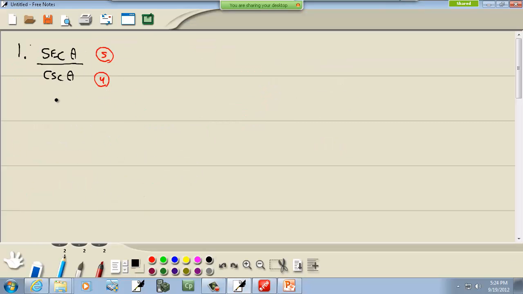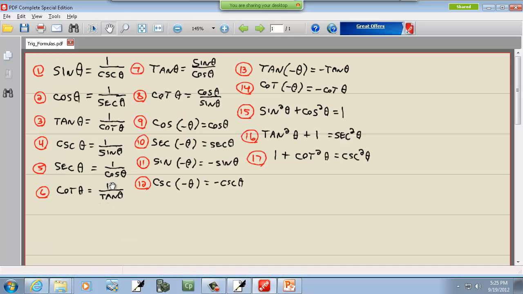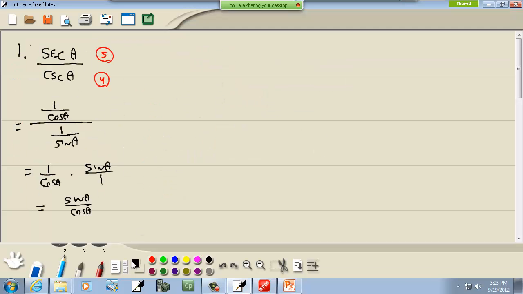Okay. So secant is 1 over cosine over 1 over sine. Now if you got a single trig or single fraction downstairs, sorry, flip it and multiply it times your top part. So this becomes 1 over cosine times sine theta over 1. Which gives us sine theta over cosine theta. Sine theta over cosine theta is equal to tangent, by number 7. So that's tangent.